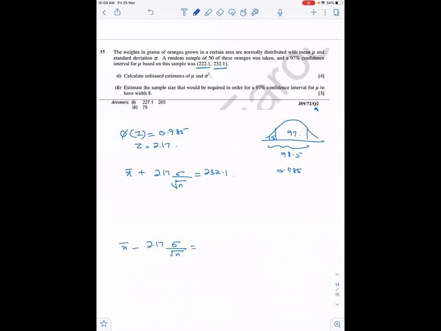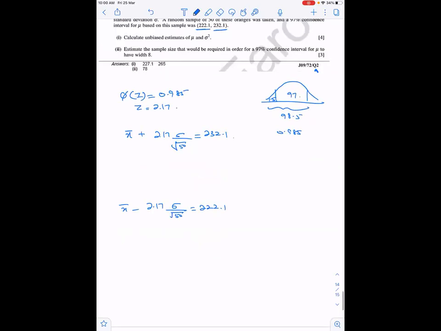And keep the rest, the smaller number here, which is 222.1. Sample size is 50, so you can keep square root of 50 in the square root. The better idea in order to solve this is that you solve this part, 2.17 divided by square root of 50, and shift it onto the other side. 2.17 divided by square root of 50 is actually 0.306. So I'm just making it simpler now.